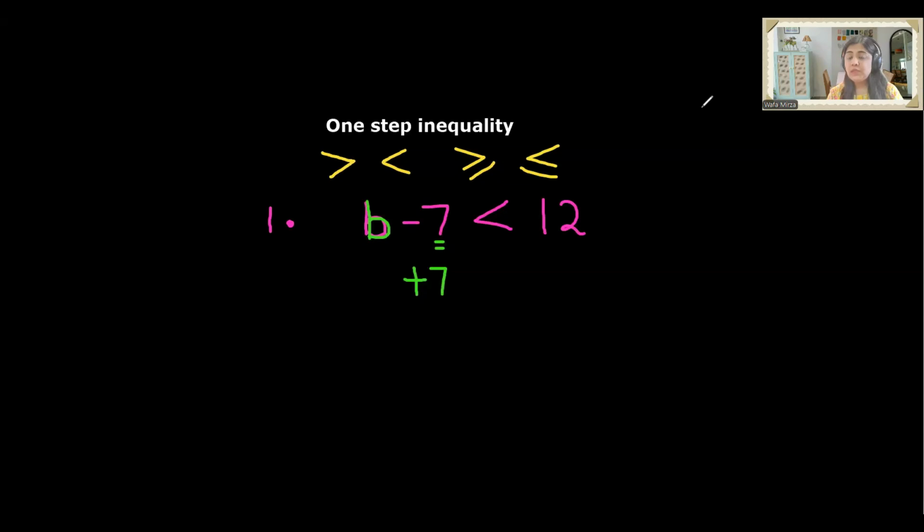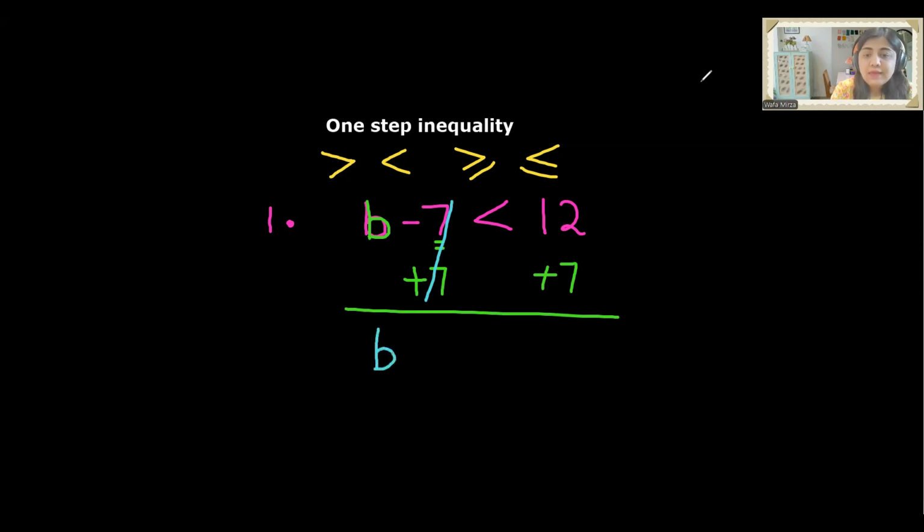But whatever changes I am doing on the left side of the equation, the same changes I have to do on the right side of the equation. So I will add 7 here also. So what will I get? Minus 7 and plus 7 will become 0. So I will get b is less than 12 plus 7, which is 19. It means b can have any value which is less than 19.